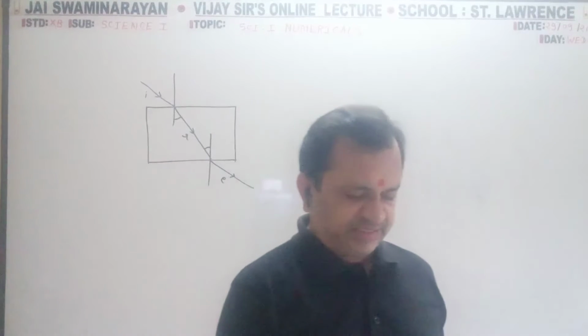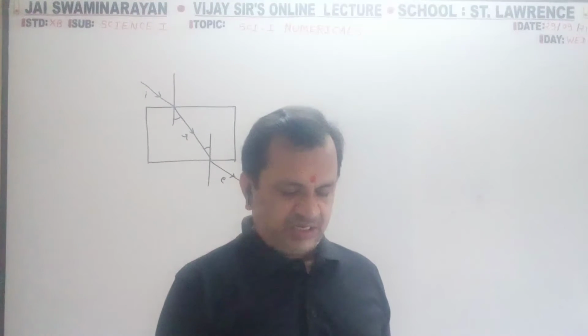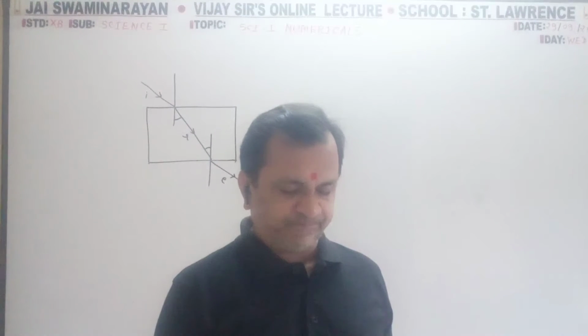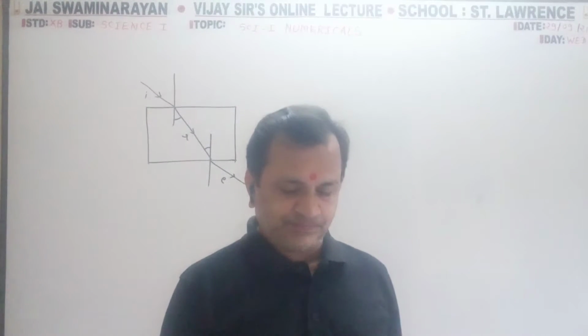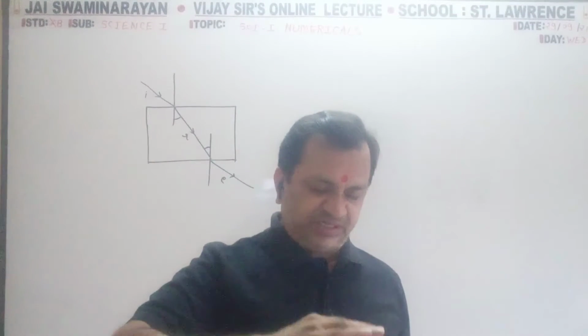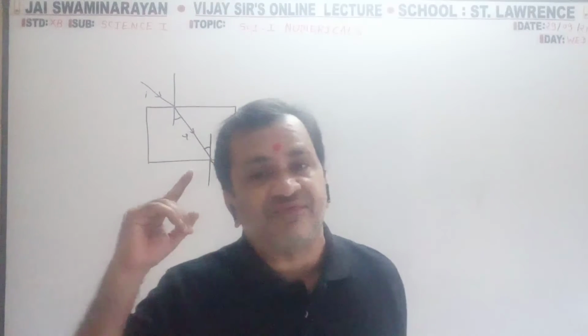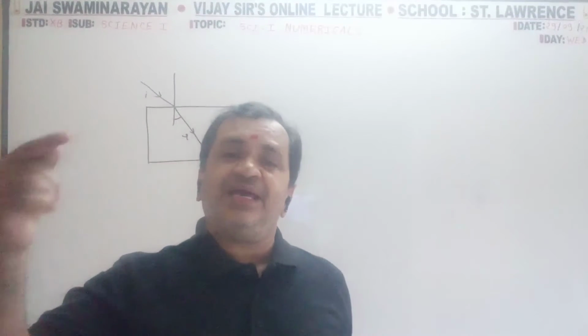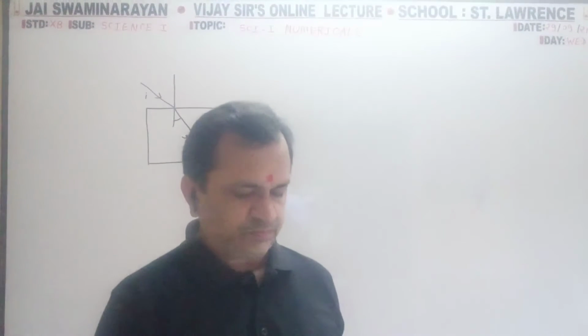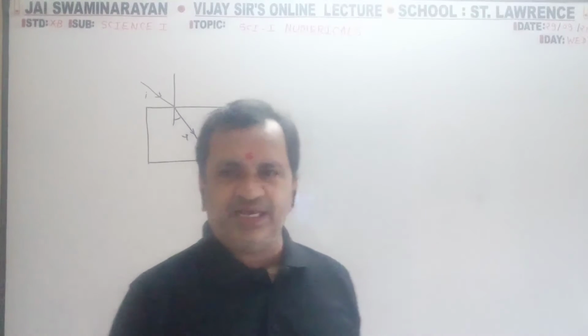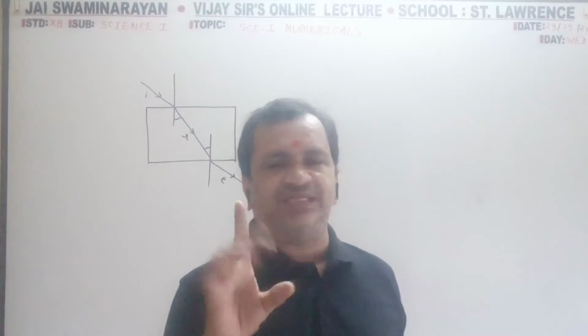If the refractive index of glass with respect to air is 3/2, what is the refractive index of air with respect to glass? Refractive index of glass with respect to air is glass divided by air. If it is 3/2, then air by glass is the inverse, so it is 2/3. Correct. So you only have to find out which answer is correct.